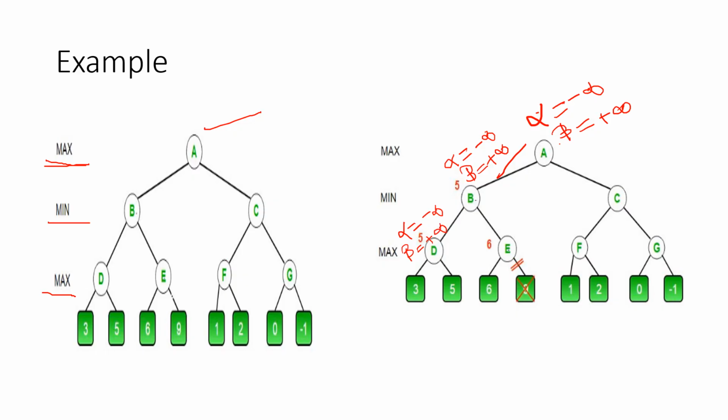So here we know that node D is a max node. So it will select the maximum value. It will update alpha. The max node will always update alpha. It will not update beta. So what will it do?